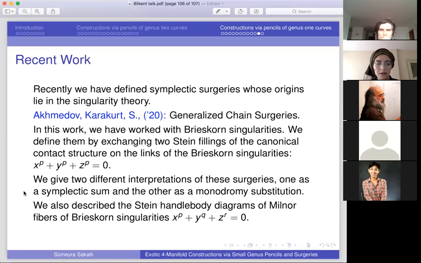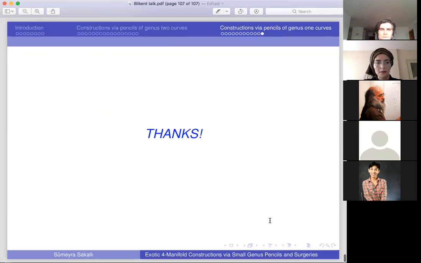And then we also work with more general type Brieskorn singularities, PQR type singularities. And we describe the Stein handlebody diagrams of Milnor fibers of those Brieskorn singularities. And it is just a quick overview of our work. And I think I'm going to stop here. Thanks for your patience.